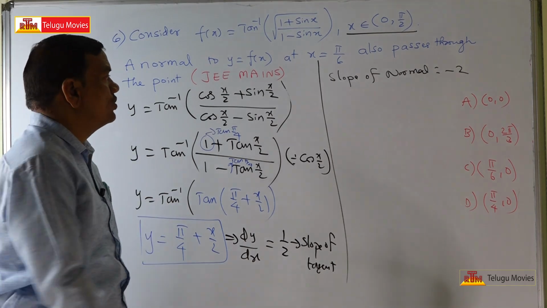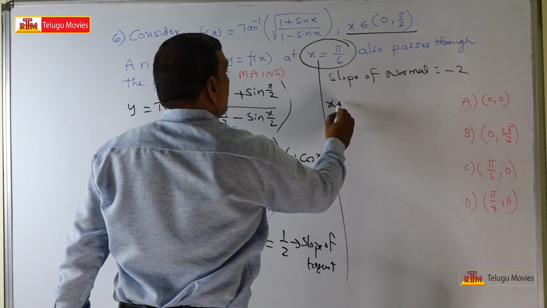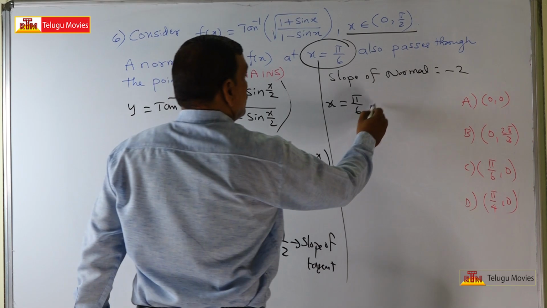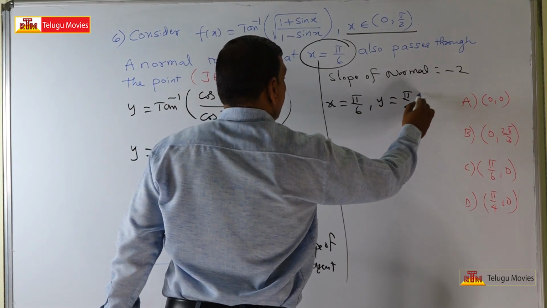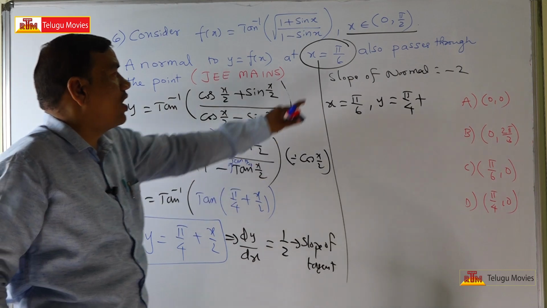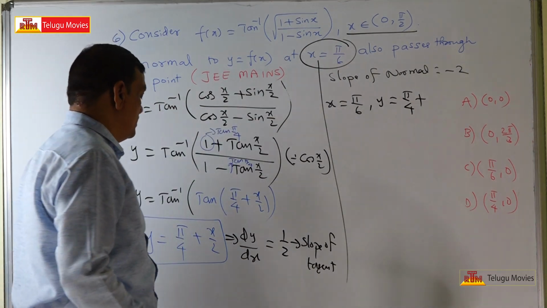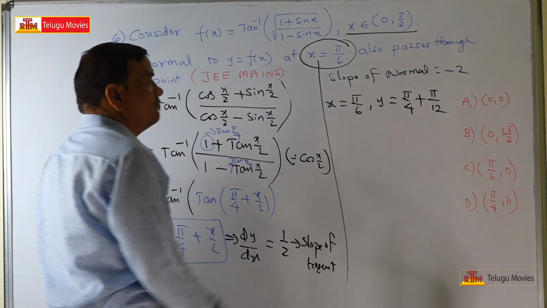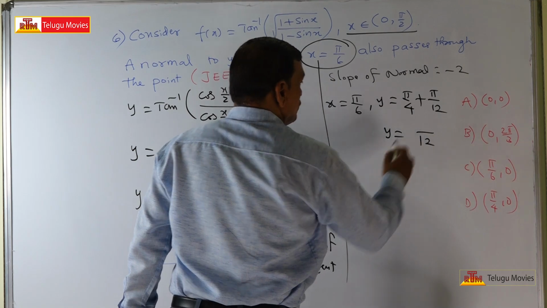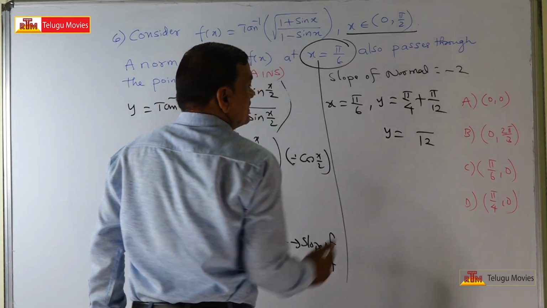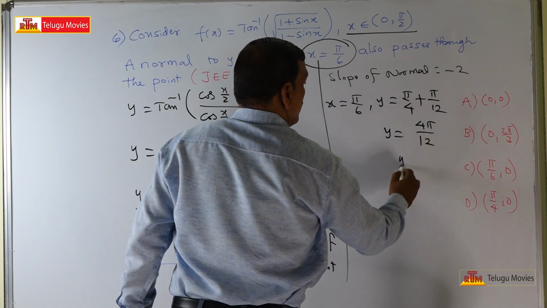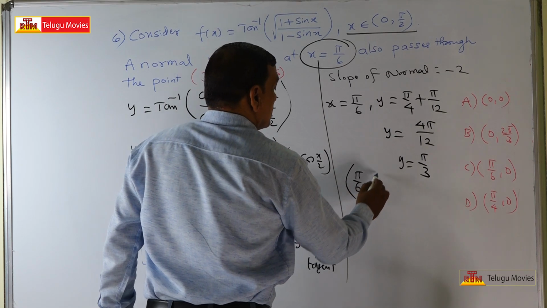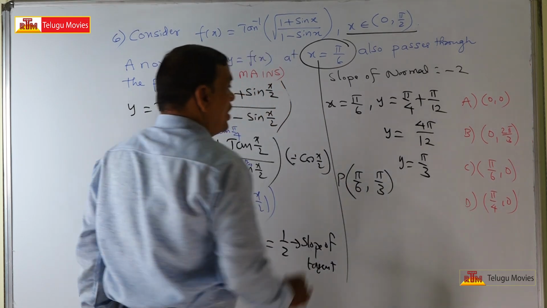We want the point. So here x is equal to pi by 6. We got the x coordinate. What about the y coordinate? y is equal to pi by 4 plus x by 2. Already x value is pi by 6, so x by 2 is pi by 12. Understand? So if you observe, y is equal to, LCM is 12, 3 pi plus pi, 4 pi by 12. So y is equal to pi by 3. So on the whole, what is our point? Pi by 6 comma pi by 3.